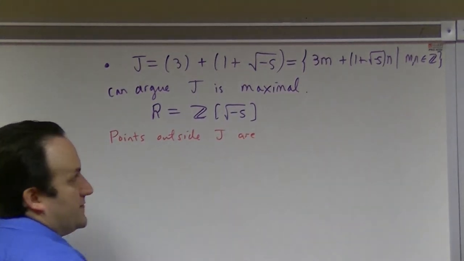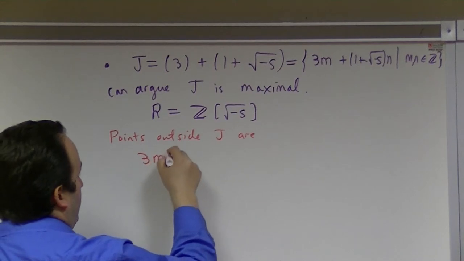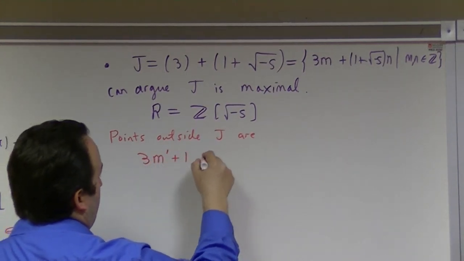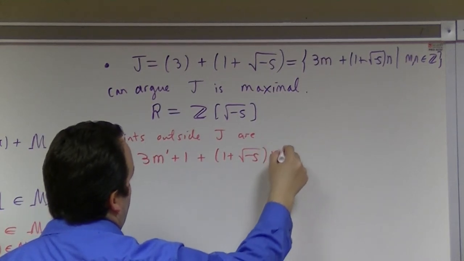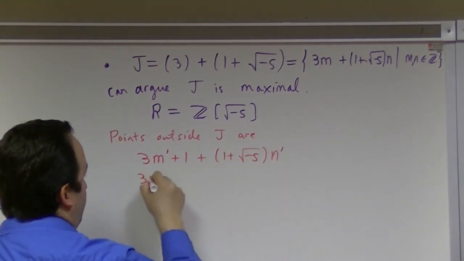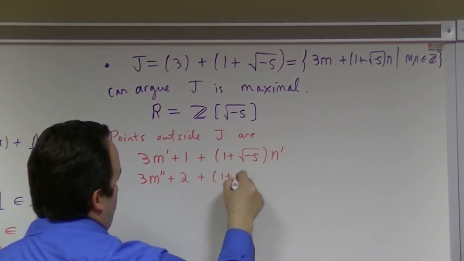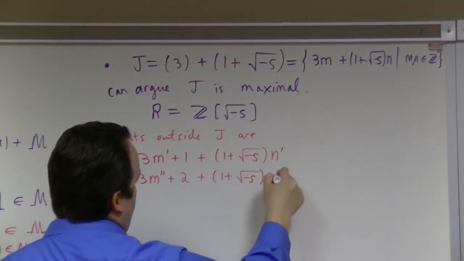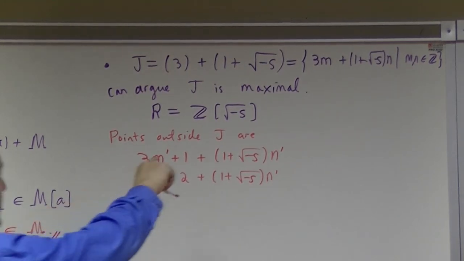There are really two kinds. There's things like 3m' + 1 + (1 + √-5)n', say prime. Or you have stuff like 3m' + 2 + (1 + √-5)n'. These are the other two types of points. Because when you look at integer multiples, what is this, remember what this is?